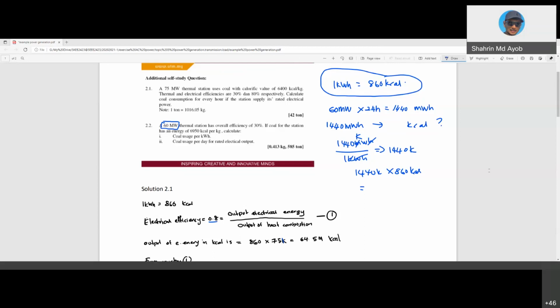Is it 144? No, I think 144 K. So 144 megawatt hour, you have 144,000 K. Then multiply with 860 calories. So is it 1.2384 giga? Giga is 10 to the power of 9. Yes. Okay, calories.